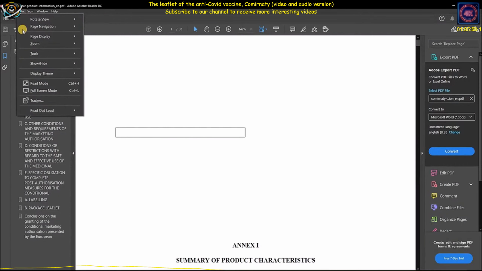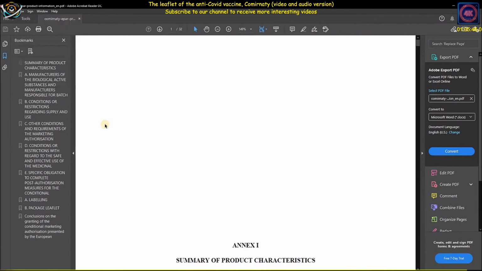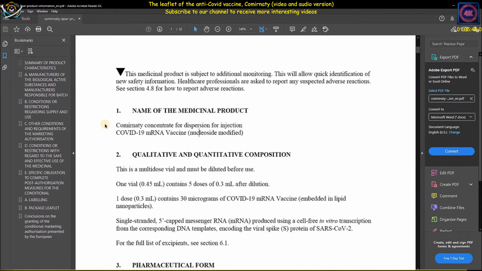COVID-19 mRNA vaccine, nucleoside modified. Annex I. Summary of product characteristics. This medicinal product is subject to additional monitoring. This will allow quick identification of new safety information. Healthcare professionals are asked to report any suspected adverse reactions. See Section 4.8 for how to report adverse reactions.